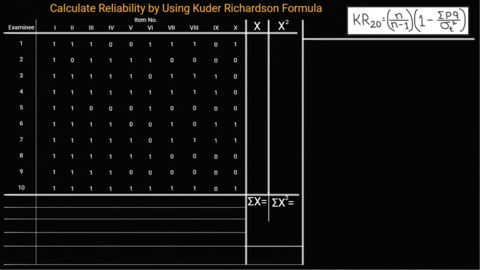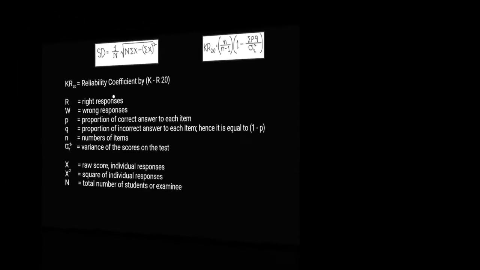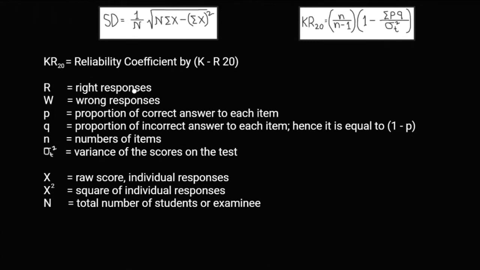So we can see some responses here. These responses are evaluated and recorded here. Okay, then let's get started. We will proceed step by step. So step 1, first we have to find out R. Okay, see what R is. R is the right responses.